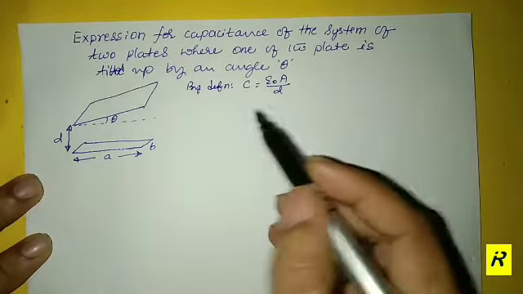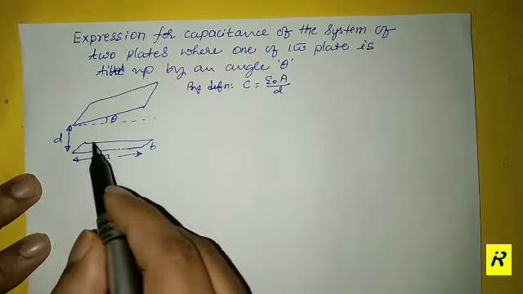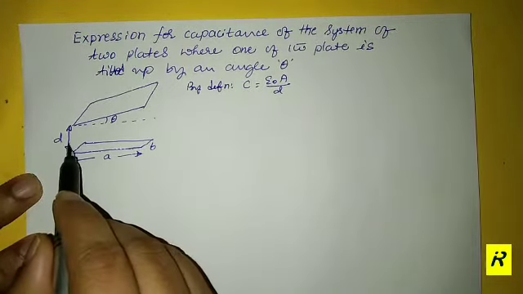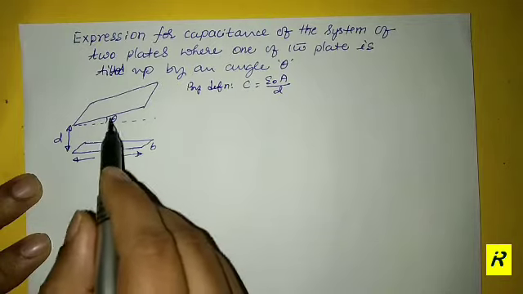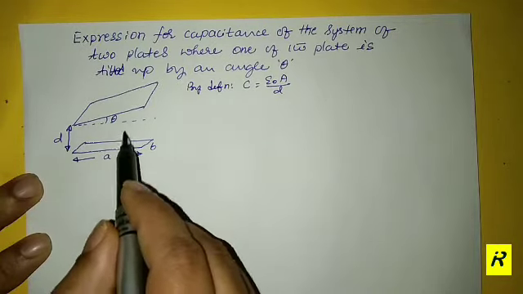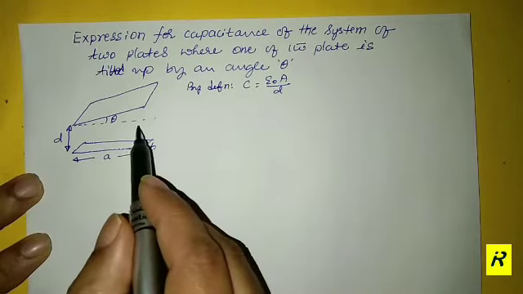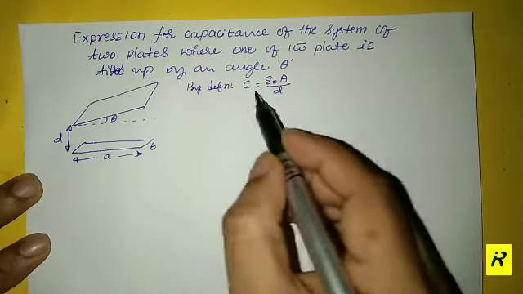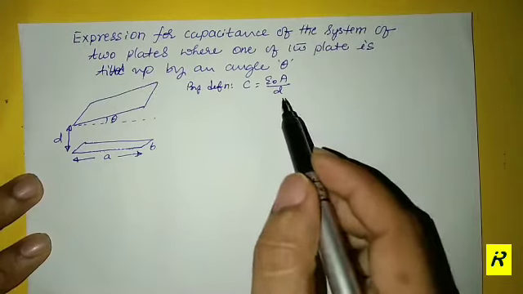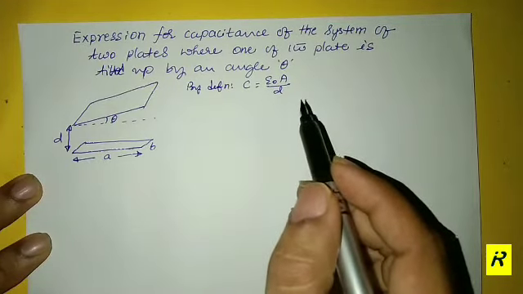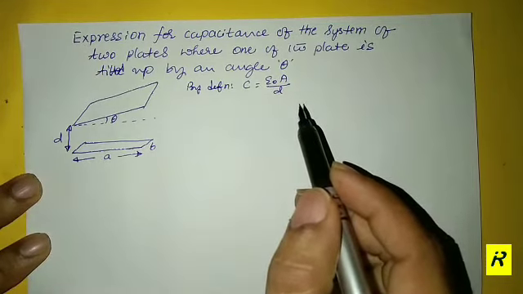But here the distance between the two plates is not fixed. When you move from left to right, the distance between the two plates goes on increasing continuously. So in such a situation, we cannot use this equation directly. We have to manipulate this equation. Let us see how it can be done.